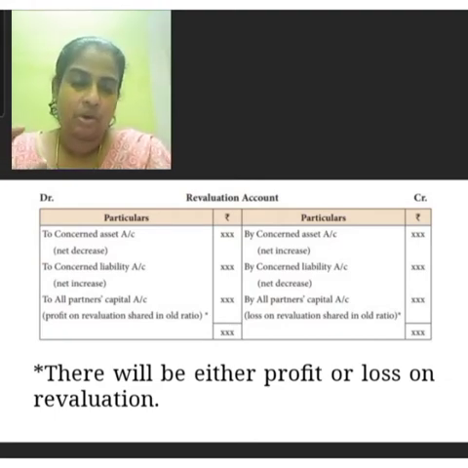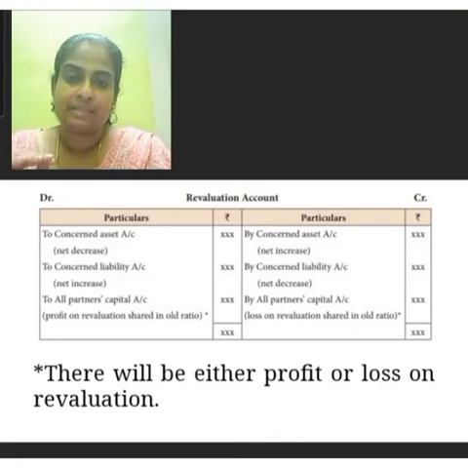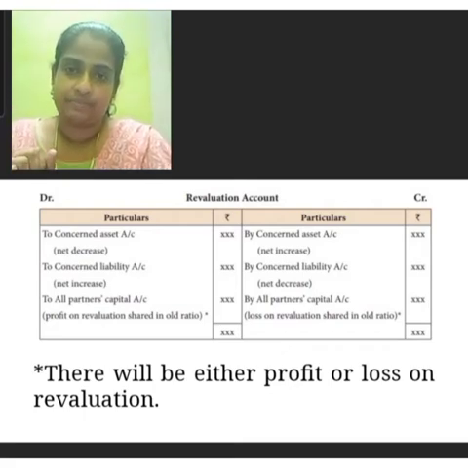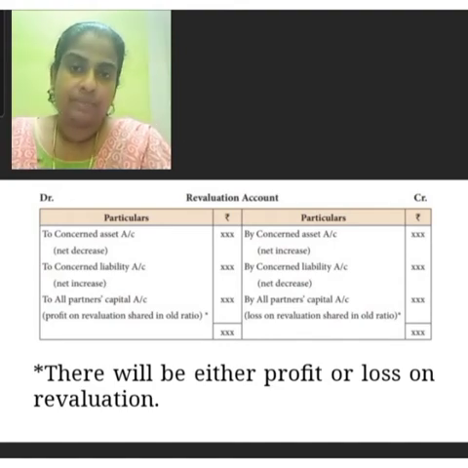After entering all these items, find out the total, then find out the closing balance. That closing balance is the available profit or balance amount of profit available to the partners. This available profit should be shared among all partners, including the retiring partner, in old ratio.